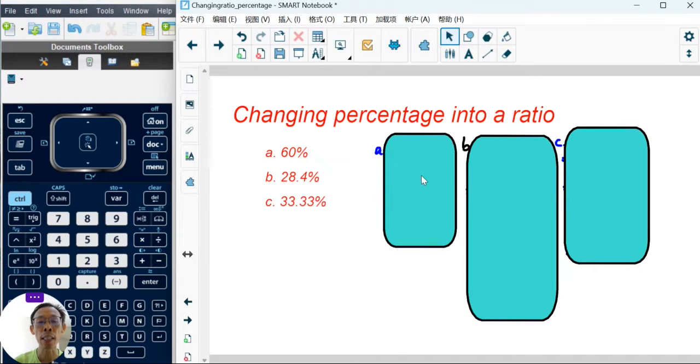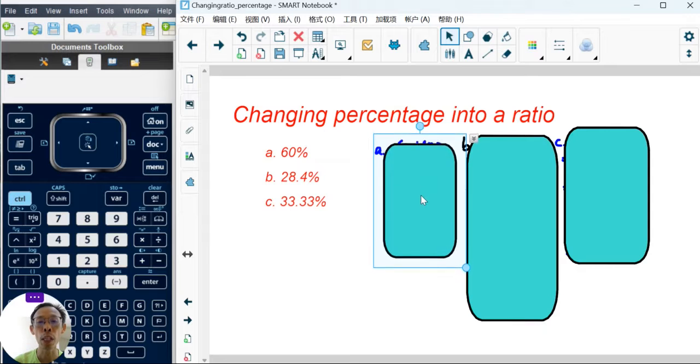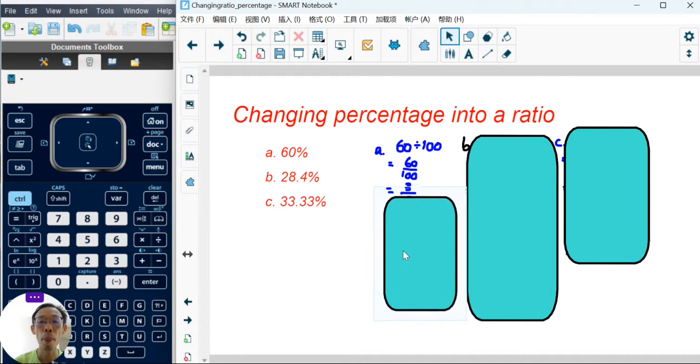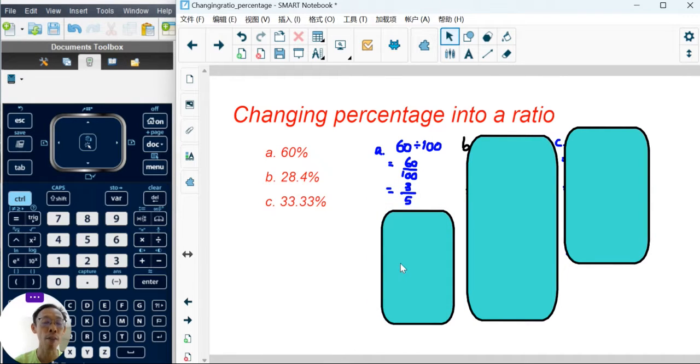The first one is 60%. So what we're going to do is 60 divided by 100, because percentage is divided by 100. Percentage here is referring to 100%. So we get 60 over 100. Now we can simplify this into 3 over 5 as a fraction, and then 3 over 5 as a fraction can be written as 3 to 5 as a ratio. Done.